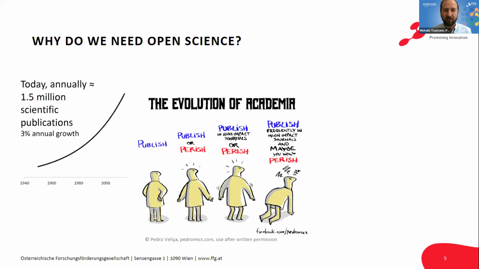Researchers knew that if they publish, they get recognition, they can go further in their career. Then we had the situation where you had to publish or you would perish, because others with publications and higher impact factors will get the job that you were looking for. Then we moved into not publish anywhere, but publish in high impact journals, or then you perish. And then we're here in publish frequently in high impact journals, and maybe you will not perish.